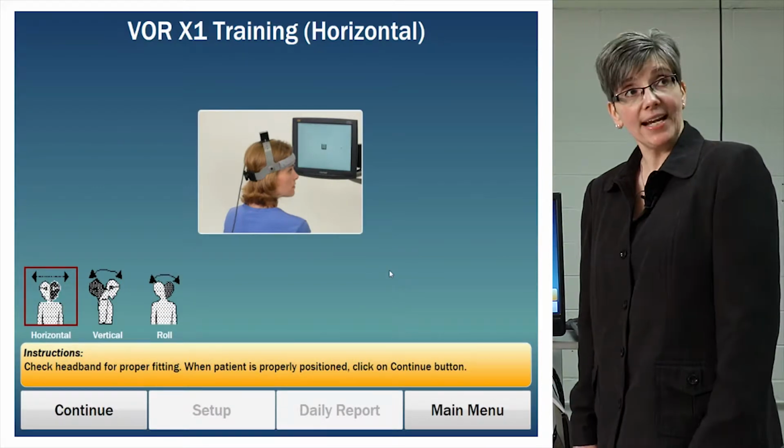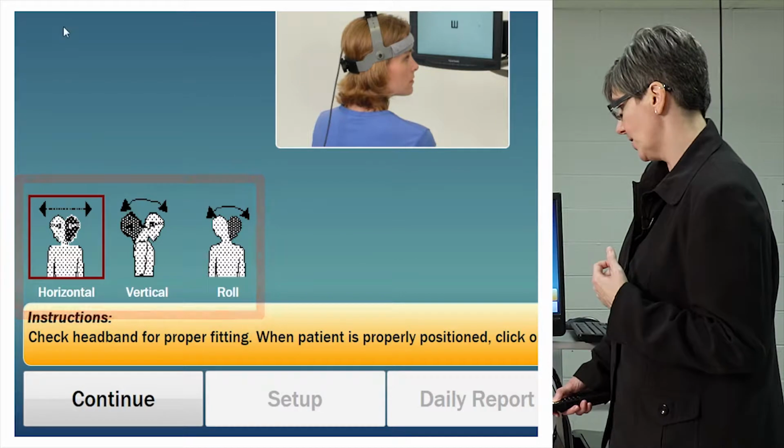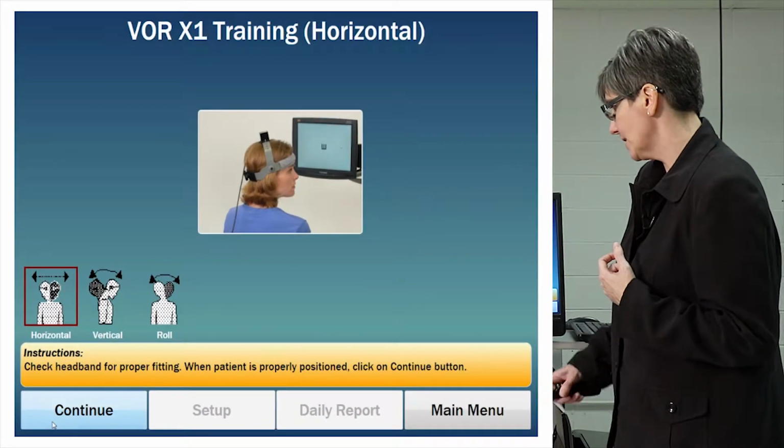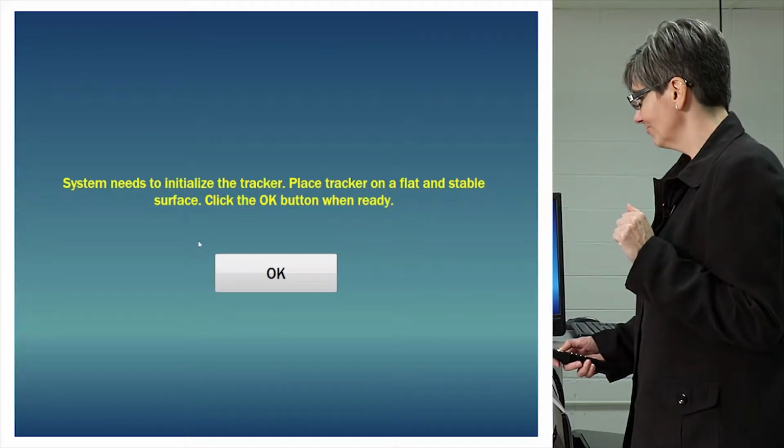So in VOR Training, again, I can train Mary in all three directions. We're going to stick with the horizontal for now, and I'll click on Continue. Mary, don't move your head. We're going to initialize the tracker.